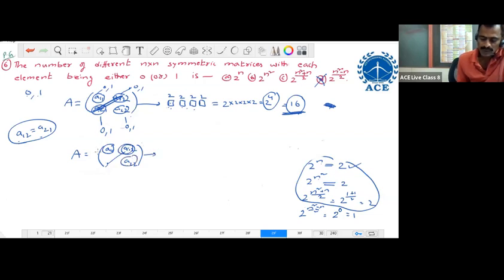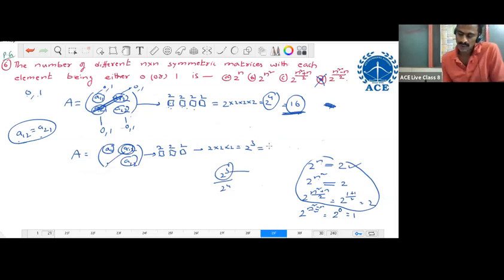Writing the 2 by 2 symmetric matrix is the same as filling up 3 boxes only. For each box there are two possibilities, so it is 2 into 2 into 2, equal to 2 power 3. Out of 2 power 4, only 2 power 3 are symmetric. 2 power 3 means 2, 4, 8. Out of 16, 8 are symmetric only. Here we have taken n equal to 2, that is second order. For n equal to 2, we get 8 matrices.